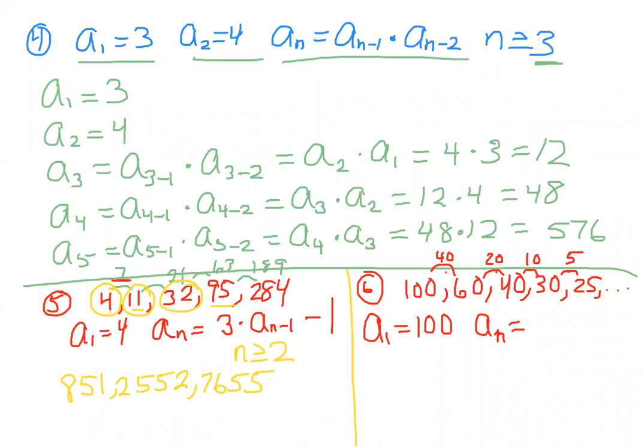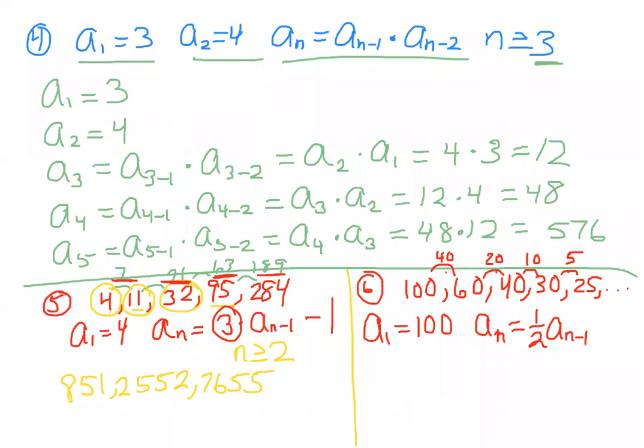This 7 times 3 is 21. 21 times 3 is 63. 63 times 3 is 189. So that's where this 3 came from. So that's helpful, I guess. So this is going, though, in half. 40 times a half is 20. 20 times a half is 10. 10 times a half is 5. So it's going to be a half times the term right before it.